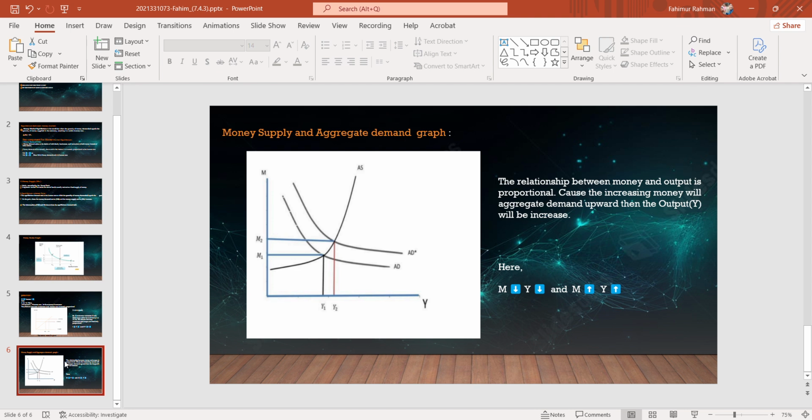So for M1 we will get Y1, and for M2 we will get Y2. But how? If the money supply is low, then we will get Y1 as low. If M2 is high, then we will get Y2 as high. Why? Because if the money supply increases, we also get more and more output or GDP. So when M increases, Y will also increase.